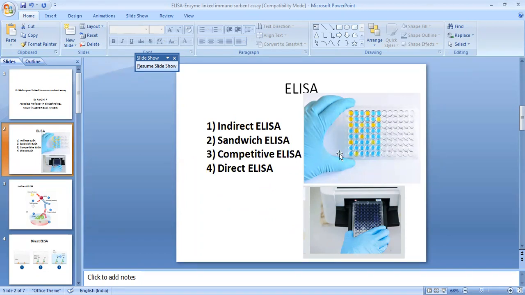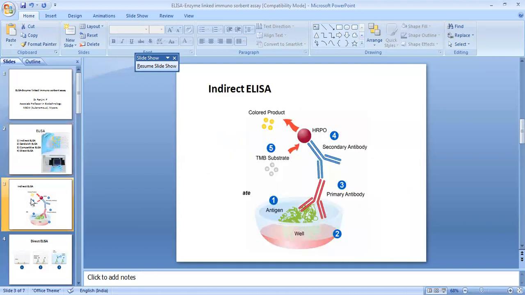This ELISA is of 4 types: indirect ELISA, sandwich ELISA, competitive ELISA, and direct ELISA. After you load the samples in the microtiter plate, the color developed will be detected using the ELISA reader. Now we'll see how each type of ELISA will be conducted.